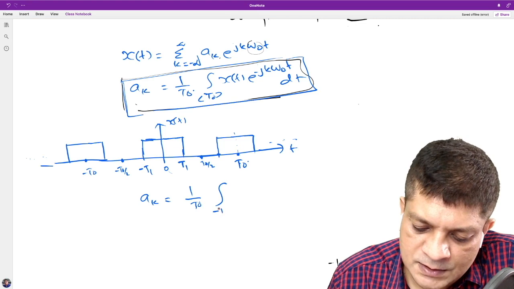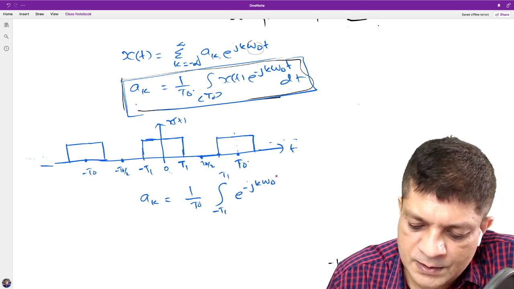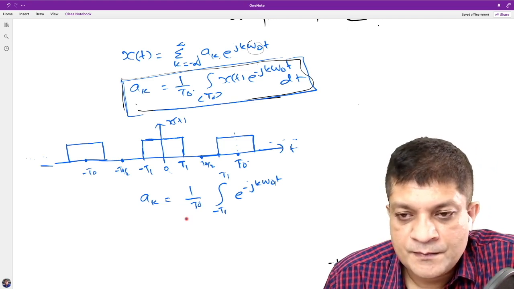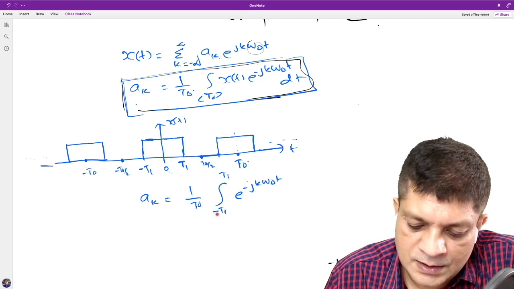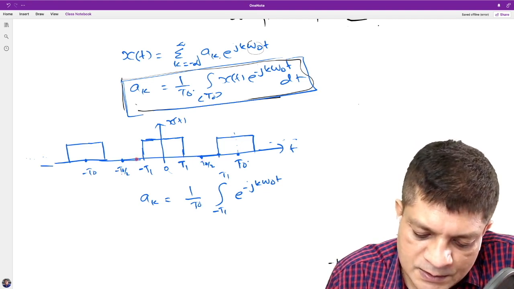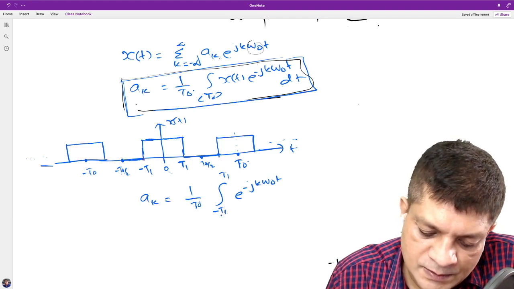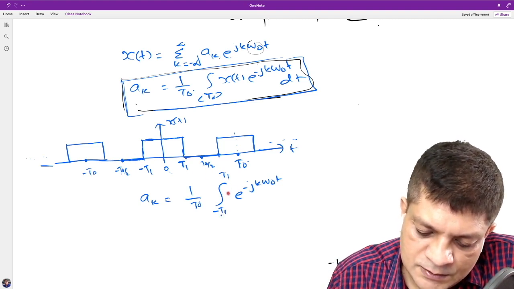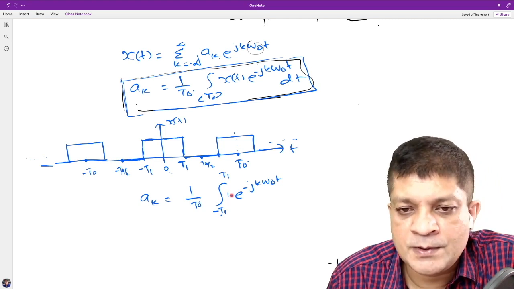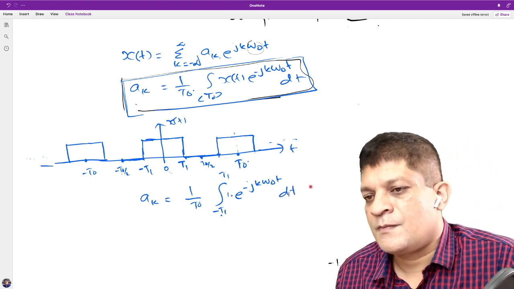Is it minus T1 to T1, e to the power minus j k omega naught t? In this case, it is actually integration from minus T naught by 2 to T naught by 2, but this function is 0 in this interval. So it is integration from minus T1 to T1. Its value is 1, e to the power minus j k omega naught t dt. Is it this? Yes, sir.